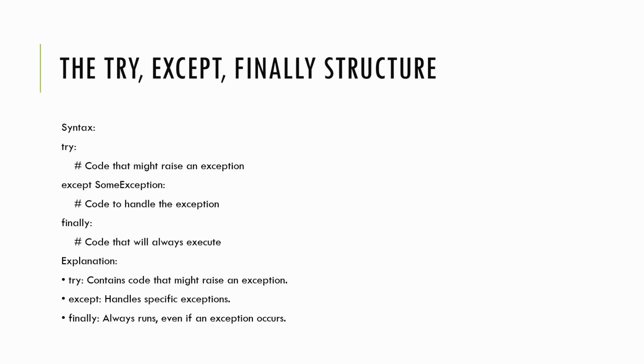In Python, we use the try, except, finally structure to handle exceptions. Here's how it works. The try block contains the code that might raise an error. The except block is where we catch and handle the exception if one occurs. The finally block runs no matter what, whether an exception occurred or not, allowing us to clean up resources or execute important final steps.